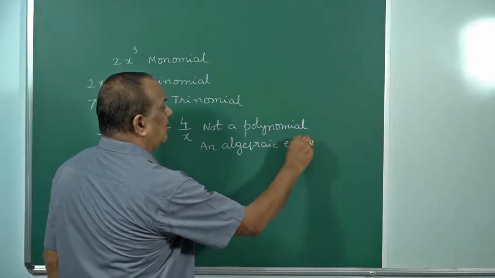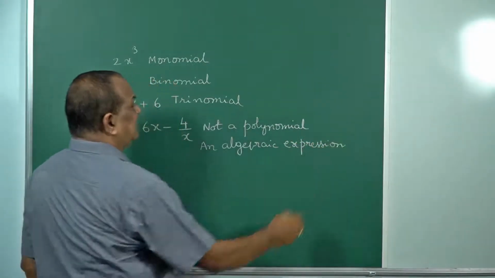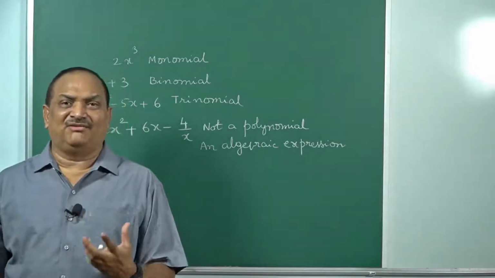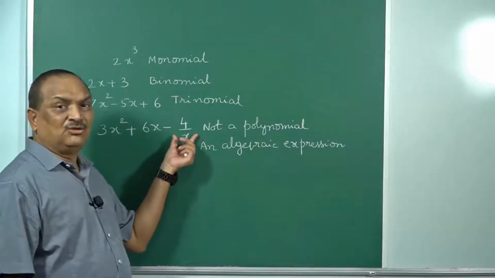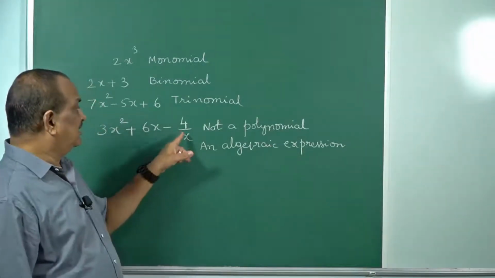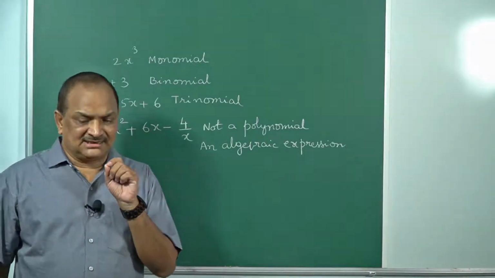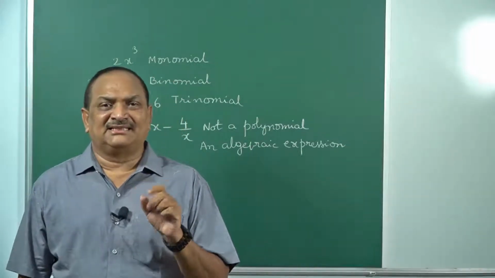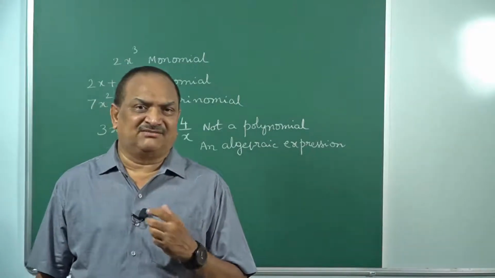So all algebraic expressions are not polynomials, for the reason that if you have a variable in the denominator, for some value of x it becomes undefined. If x equals 0 here, we don't know the value of this algebraic expression, so it is not a polynomial. A simple acid test here is, if there is a variable like x in the denominator, don't call it a polynomial. It is an algebraic expression for sure.